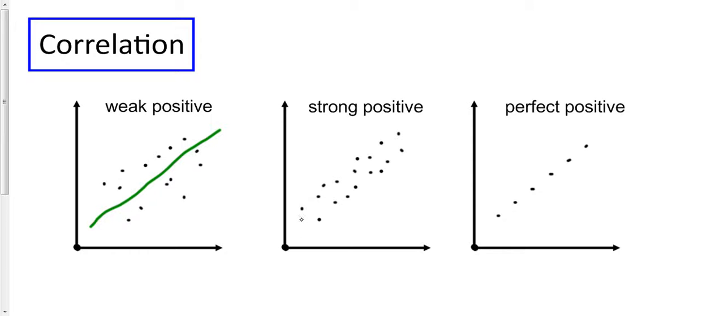This next one would be a strong positive. If I had to try to draw a line to model this data, maybe it looks something like this. It's strong positive because all the points, my data, is all clustered right around that line, very close to the line. And this would be perfect positive if I could connect all these in an exact straight line.